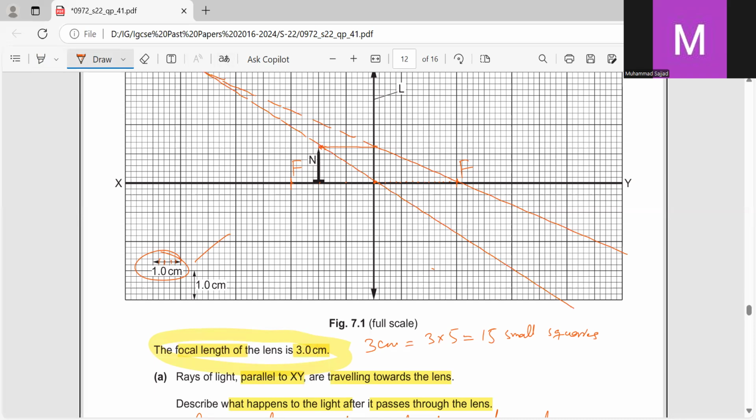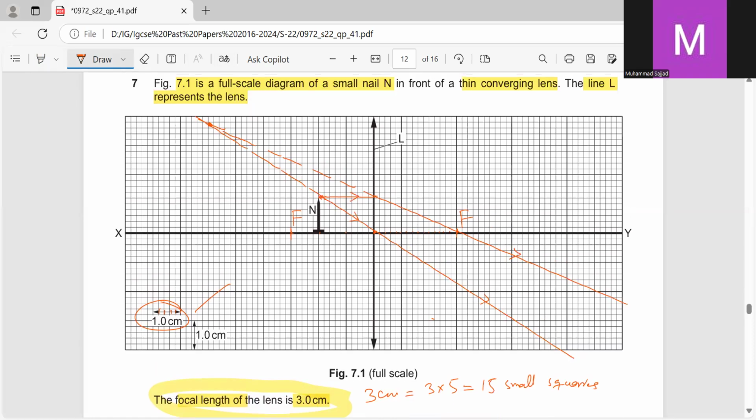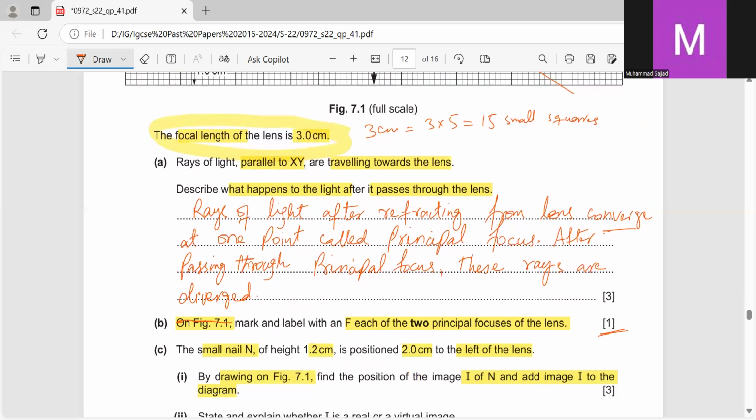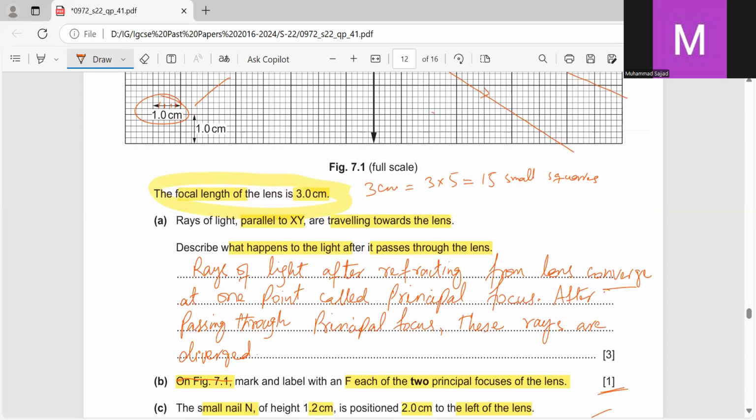So roughly they have intersected over here. But don't forget to put the arrows here, here. Better even to give the arrows so that you can give the direction. Now they have asked us to draw the image, add the image I to the diagram.